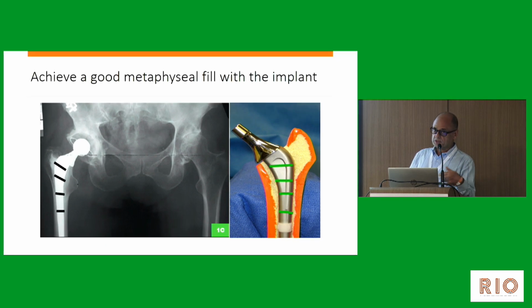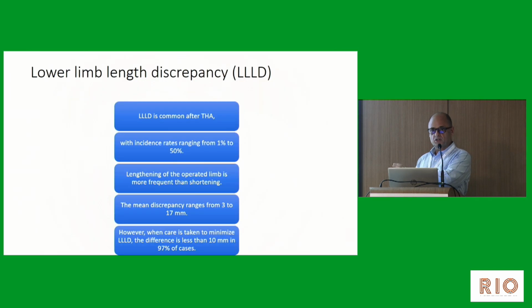And with present systems of uncemented hips, we need to have a good metaphyseal fill. So your stem ultimately has to be rock solid inside and stable and in a proper version. So whatever length it gets, whatever lengthening corrections you have to do, you have to plan preoperatively.